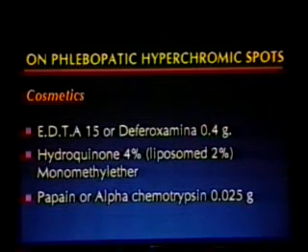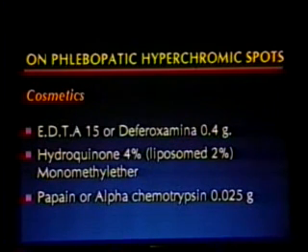Scientific studies have proven that after 4 months, a better scar develops, skin is more elastic, and coloring is finer. For cosmetic treatment of phlebopathic hyperchromic spots, we use the following: EDTA chelate or 0.4 gram of a specific iron chelate, deferoxamine, which is used in Europe to treat hemochromatosis. Both EDTA and deferoxamine can be applied cosmetically or mesotherapeutically.